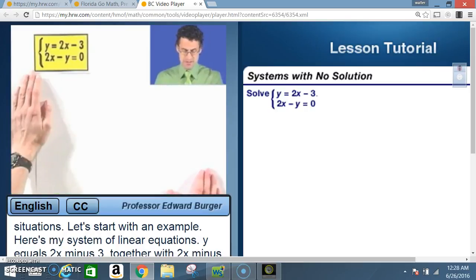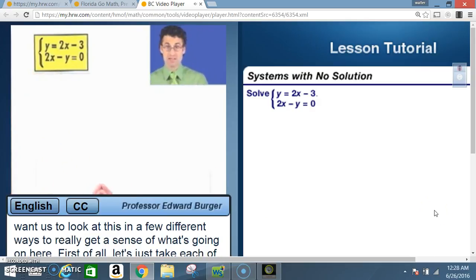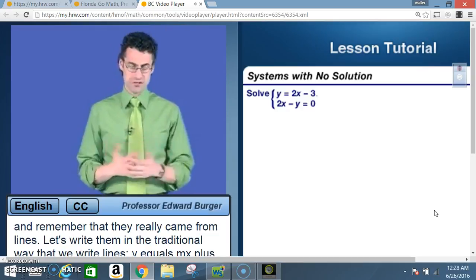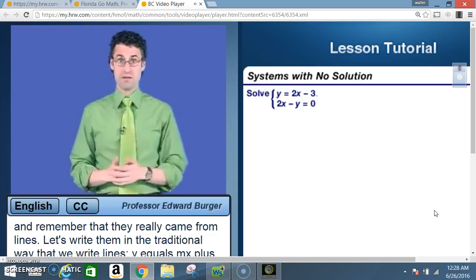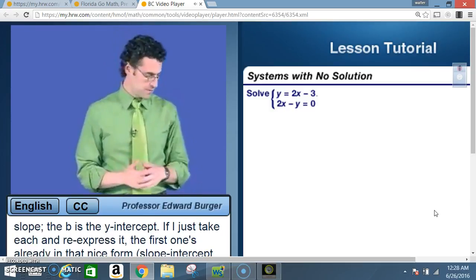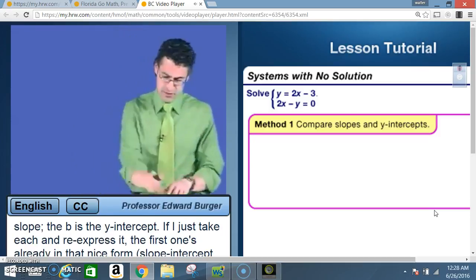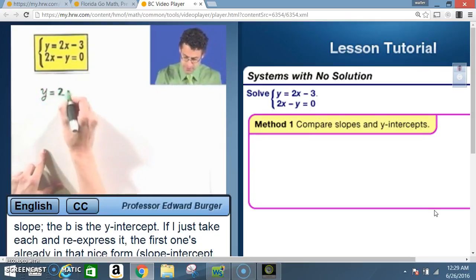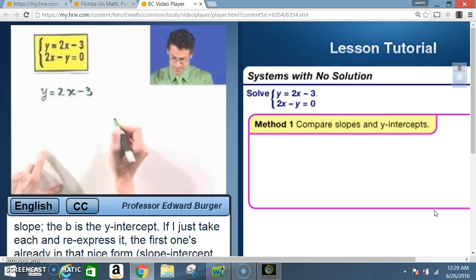So here's my system of linear equations. y equals 2x minus 3, together with 2x minus y equals 0. I want us to look at this in a few different ways to really get a sense of what's going on. First, let's take each of these equations and remember that they really came from lines. So let's write them in the traditional way that we write lines: y equals mx plus b. The m is the slope, the b is the y-intercept. If I re-express each, well, the first one's already in that nice slope-intercept form. This one's going to require a little tweaking.